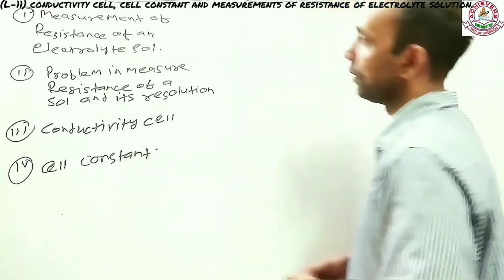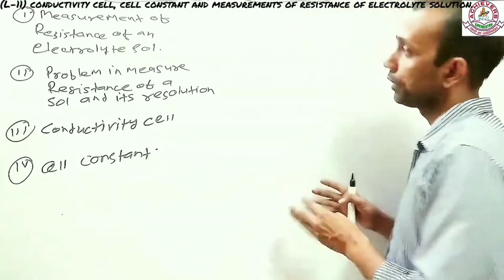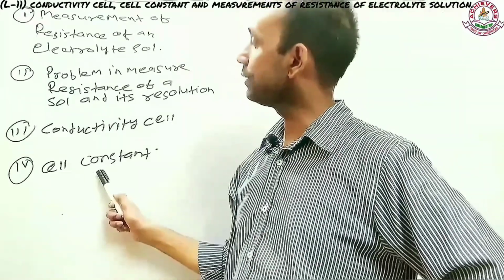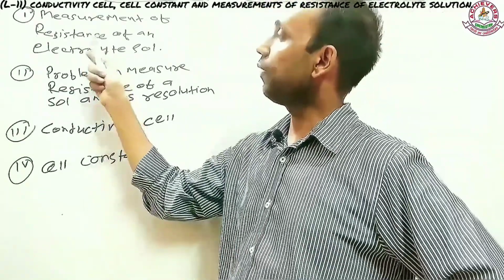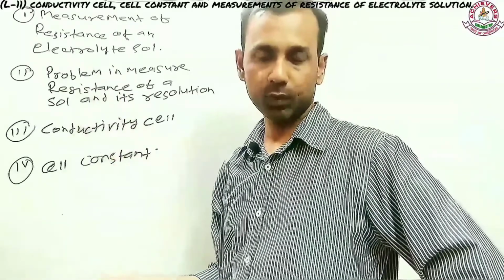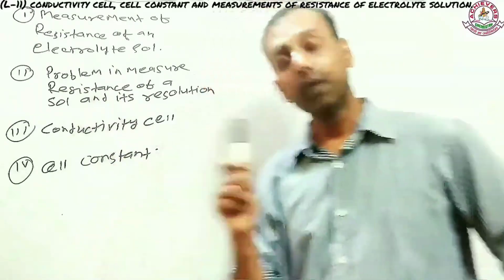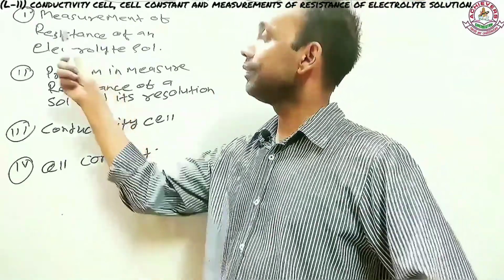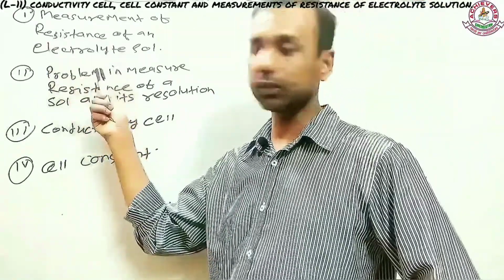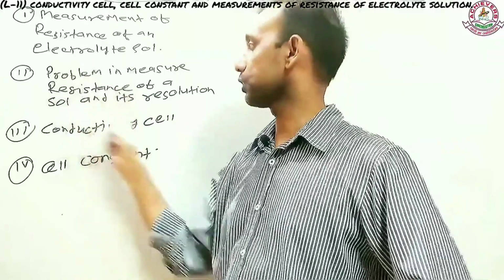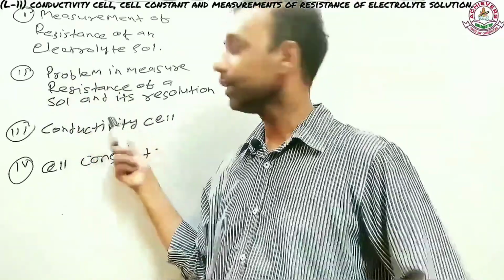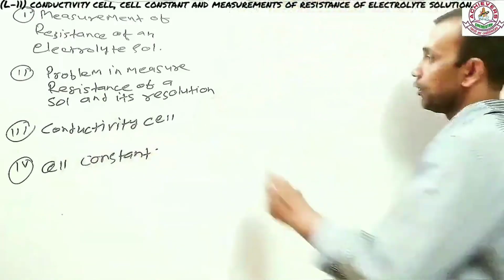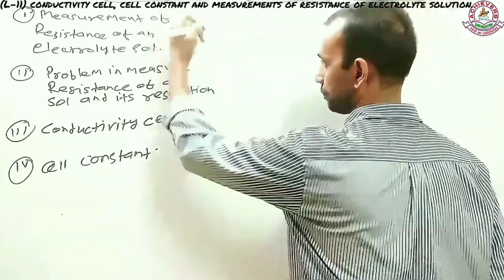So these are the topics I wanted to go through as I have planned. The first one is, we need to find out the resistance of a solution. Only then we'll be able to find out the conductivity of the solution. But there are some problems in measuring the resistance of a solution. We will be coming to that. Then we'll be talking about the resolution of that. Finally, we'll be talking about conductivity cell and cell constant. So let's do it one by one.